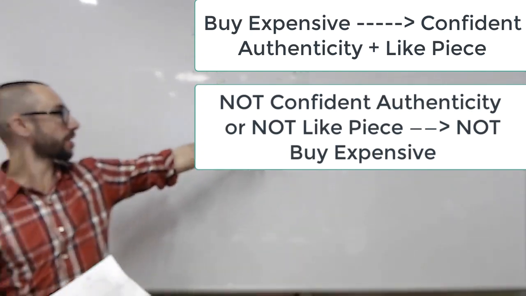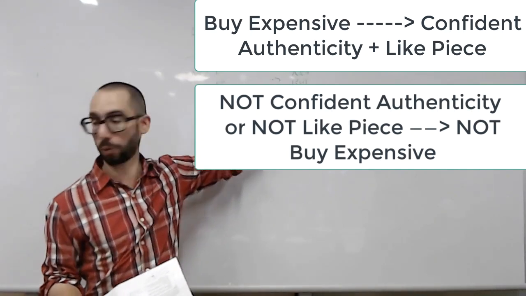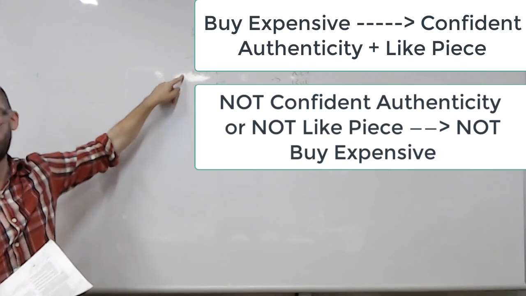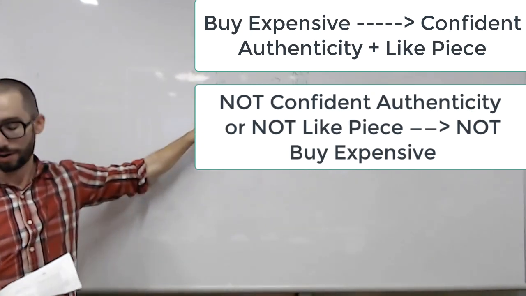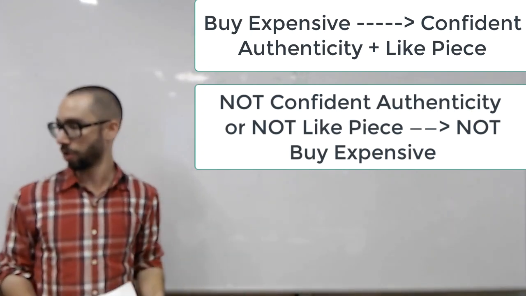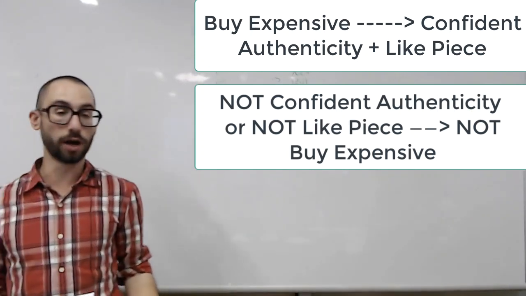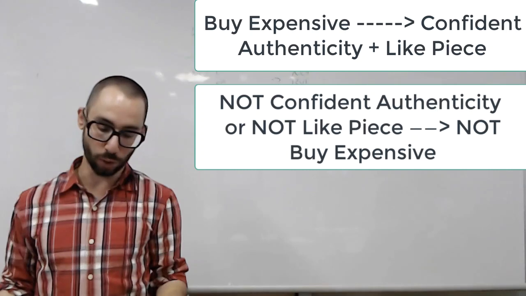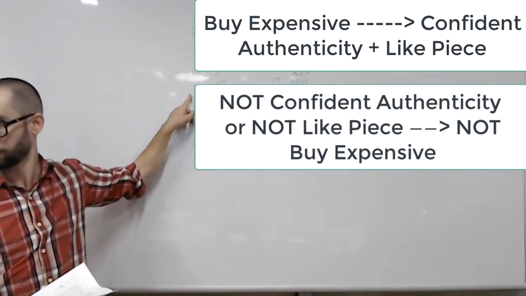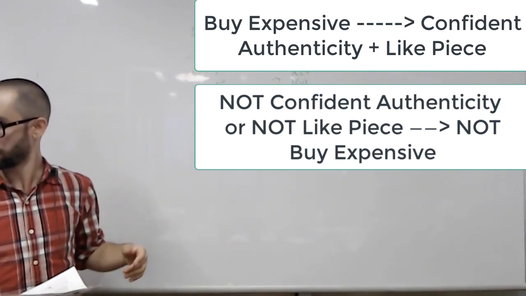So in this case, our conclusion that we're looking to justify is not buy. What would do that? Not liking the piece, or not being certain of the authenticity. Either one of those alone would be enough to get the job done. And so I would be scanning through the choices, looking to meet one of these two criteria. Does that address the question?